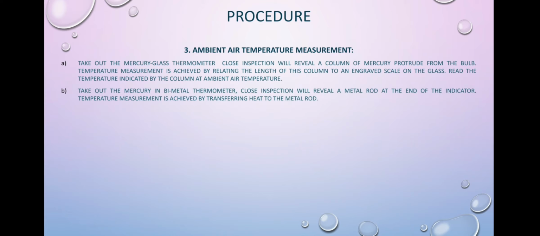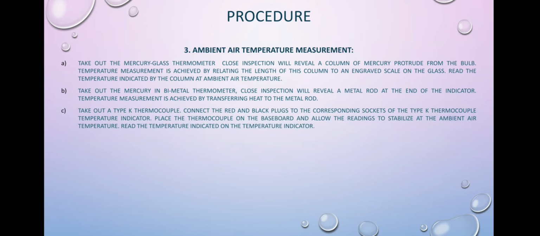For step B, we take out the bimetal thermometer, and close inspection will reveal a metal rod at the end of the indicator. Temperature measurement is achieved by transferring heat to the metal rod.